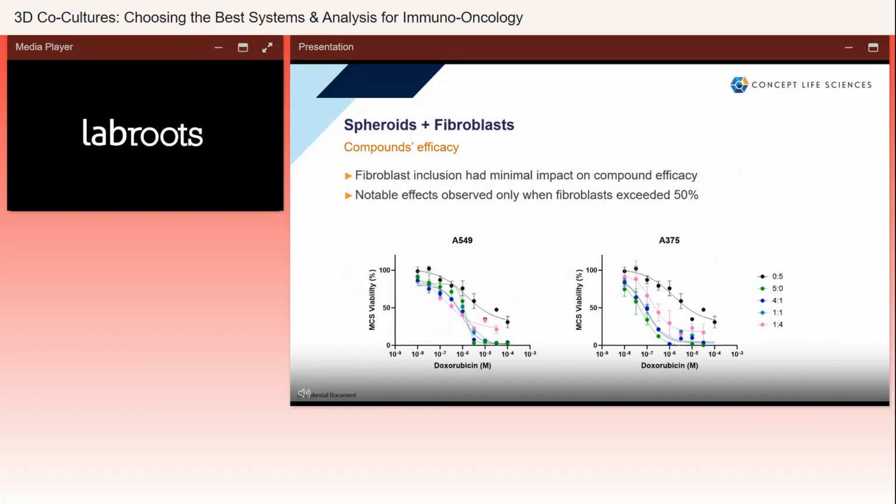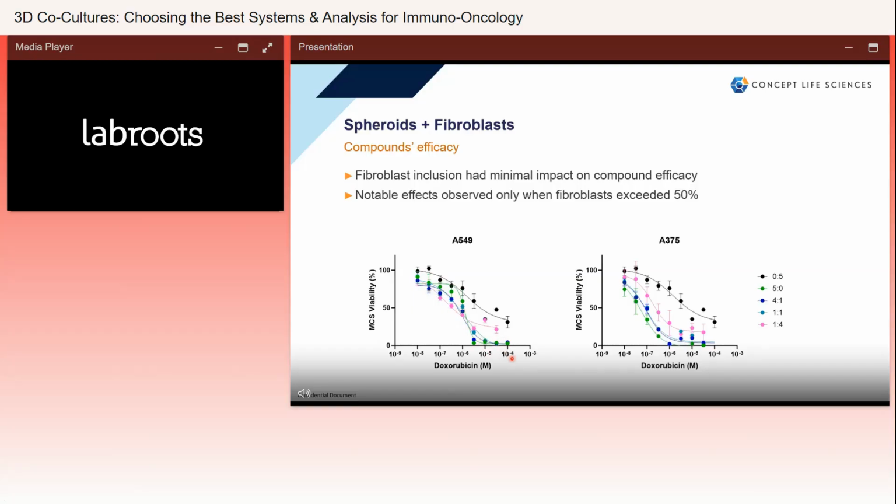Incorporating fibroblasts doesn't seem to change this too much, unless you start getting up to the more extreme ratios, where there are more fibroblasts rather than cancer cells. Again, it's essentially the same method, and as you can see, at lower ratios, so just the cancer cells alone, or just a few fibroblasts, up to a 50-50 mixture, essentially the curves are very, very similar to each other.